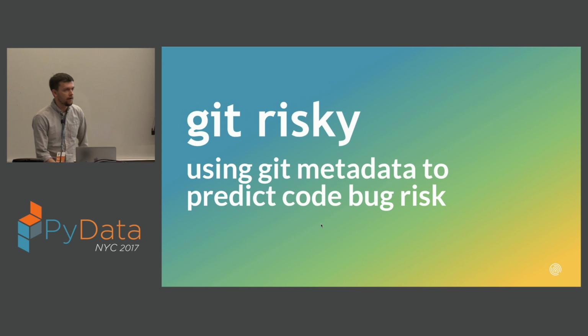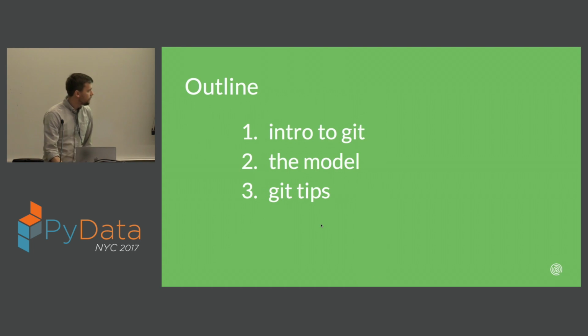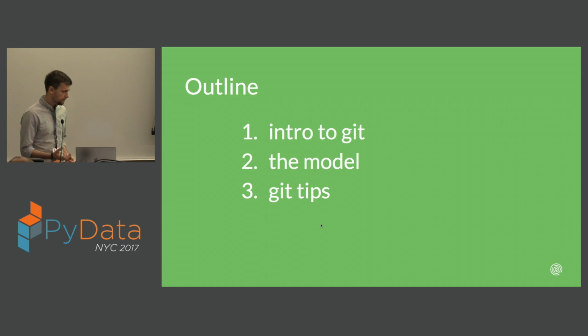Today, I'm going to be talking about using Git metadata to predict code bug risk. We've already done the introduction, so we can skip that. The broad outline of how this talk is going to go is I'm going to start with a brief introduction to Git and some of the metadata that it collects for you. Then in the bulk of the talk, I'll go over how we use that metadata to build the model to predict code bug risk. And finally, at the end, I'll finish up with a few tips you can use to improve your own Git usage.